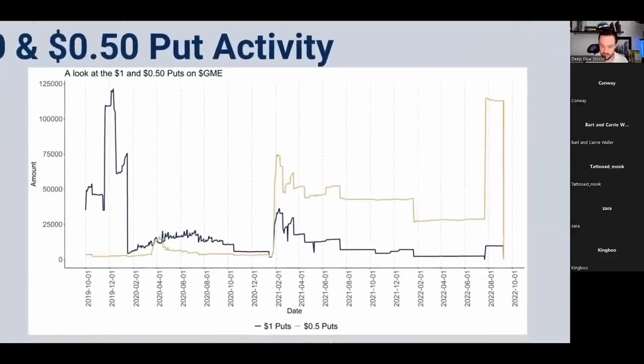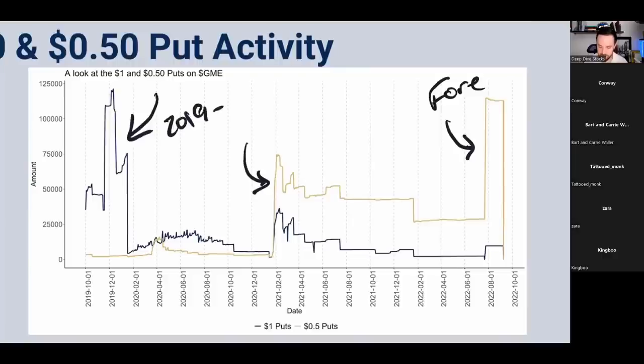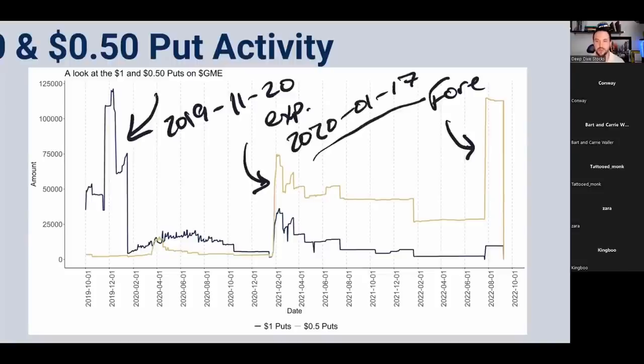And we see quite an odd introduction of puts. And this is a little foreshadowing, right? But these $1 puts, I have it here. Someone probably knows off the top of their head, I'm sure, but the majority of them opened up on 2019/11/20. And they had an expiry of 2020/01/17. And this is a date that we're just going to chuck away in the back of our heads for later.